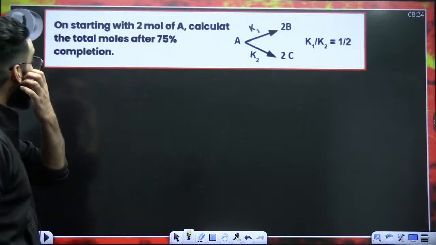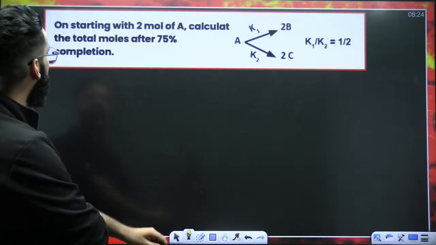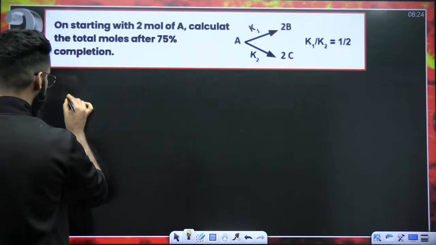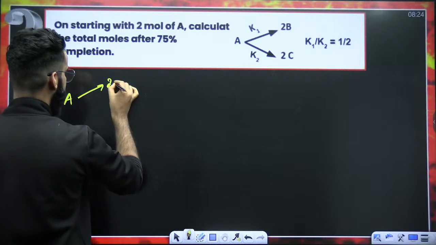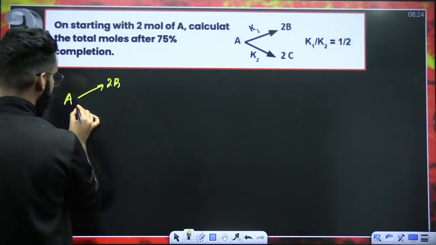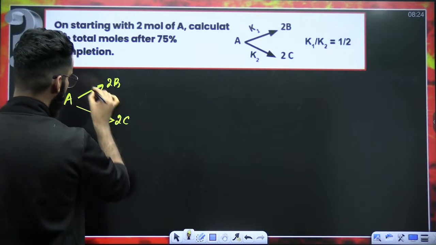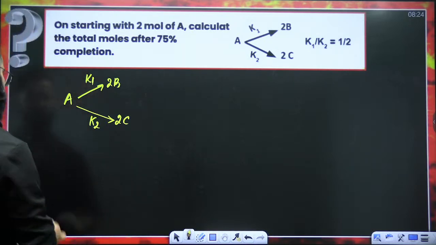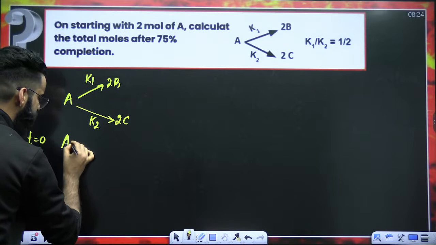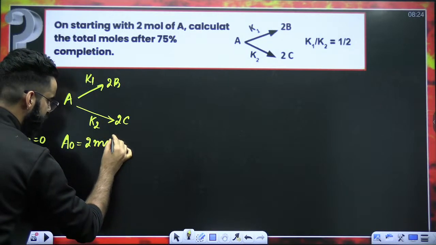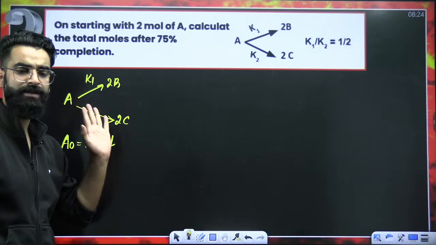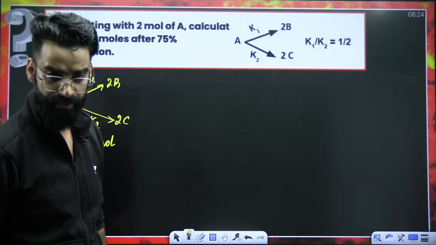See guys, on starting with 2 moles of A, calculate the total moles after 75% completion. As per the question, the reaction is like this. A gives 2 times B, and at the same time, A gives 2 times C as well. Rate constant of this reaction is K1, rate constant of this reaction is K2. On starting with 2 moles of A, at time t is equal to 0 we have 2 moles of reactant. So the moles of B and C formed will be 0, because the reaction has not started yet.